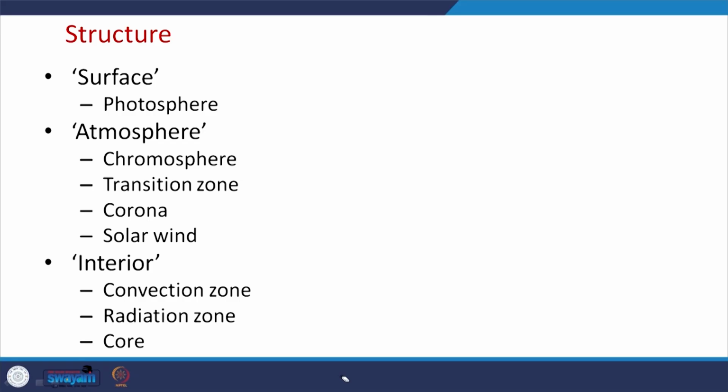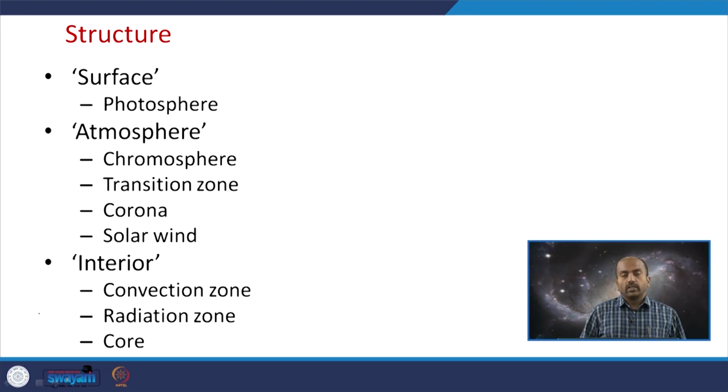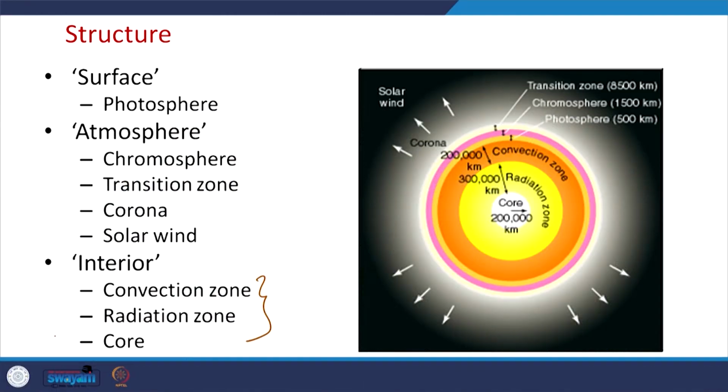We have seen the surface of the sun being called the photosphere. The atmosphere of the sun is classified into 4 different layers: the chromosphere, transition zone, corona and the solar wind. The interior of the sun, what you see below the photosphere, is generally classified into 3 different parts: the convection zone, radiation zone and the core. Like I already mentioned, the core is the region where the energy is generated, and this energy travels from the core to the convective zone by different means.